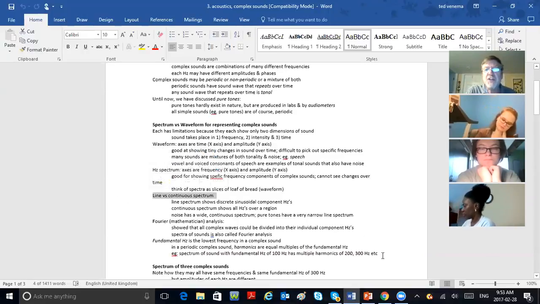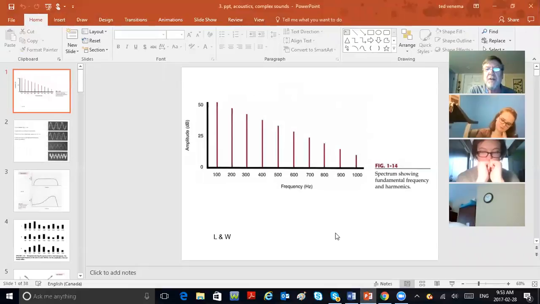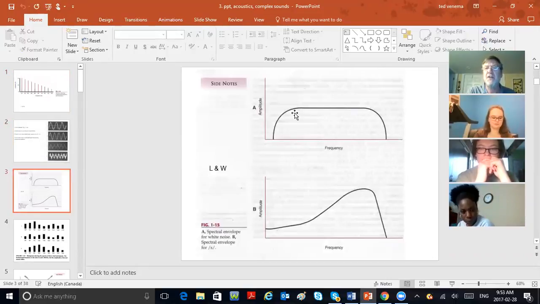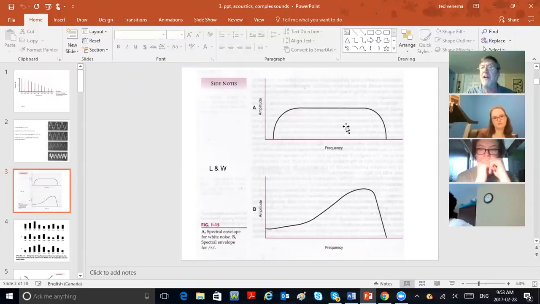Line versus continuous spectrum. Let's look at this puppy. Here's a line spectrum. Okay, it's got each particular frequency listed. But it doesn't have to be that way. Let's just look at it. Here's a picture out of your book. Here's a broad spectrum, a continuous spectrum. Look at this one here. It's got all frequencies where my cursor is here. Every frequency in there.